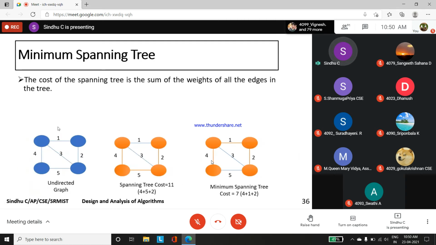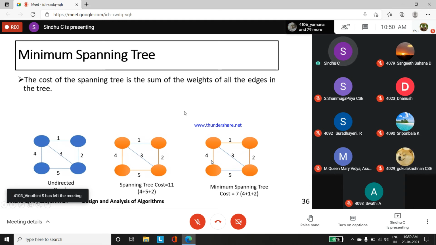So the second term is minimum spanning tree. When you have weights to all these edges, we have to create a spanning tree such that the cost is minimum. We pick only minimum cost edges, right? So you have to follow a procedure with which you can create such a minimum spanning tree, right? So this is one minimum spanning tree for this given undirected graph, which includes 4 plus 1 plus 2.